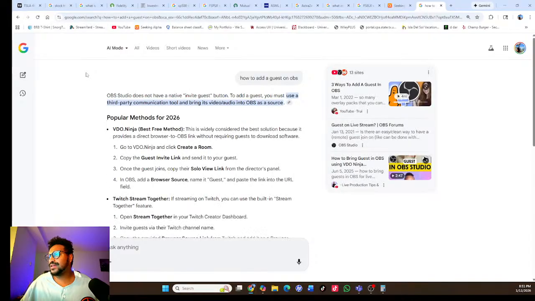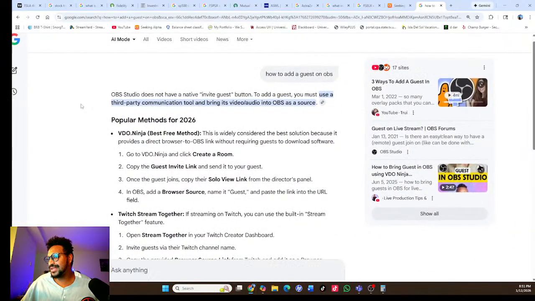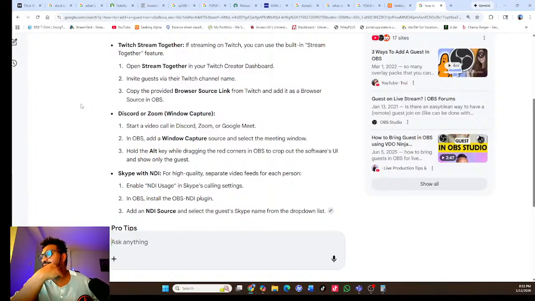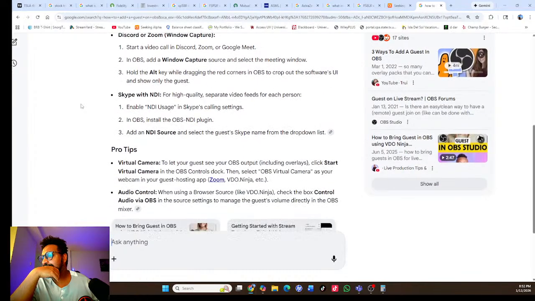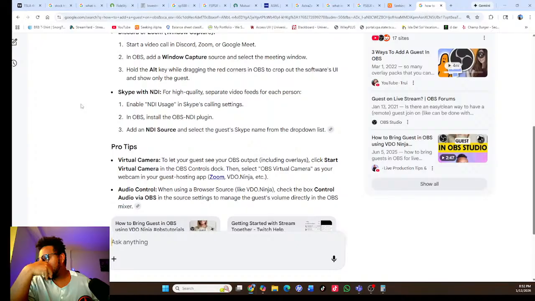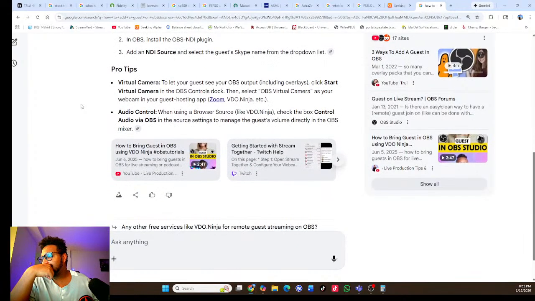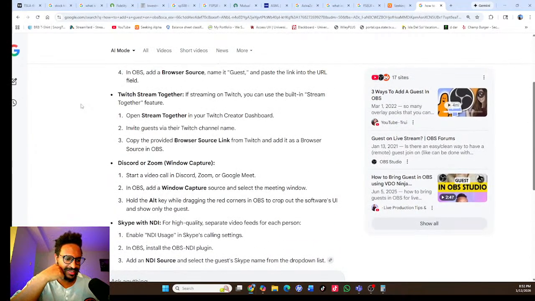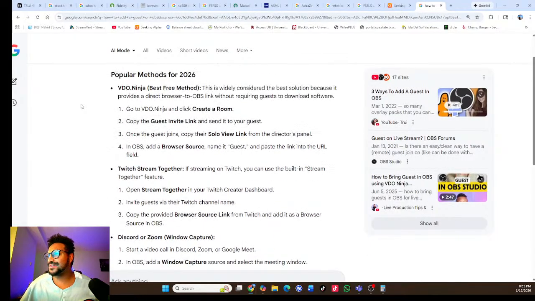OBS does not have a native invite guest button. To add a guest, you must use a third-party communication tool and bring its video and audio in. Oh my lord. Man, I can't send you a link because I'm using a different software to stream. Oh my god. Man, what the hell? Look at this. Let me get my laptop, man. HJ, I don't even know how I'm going to get you in here.